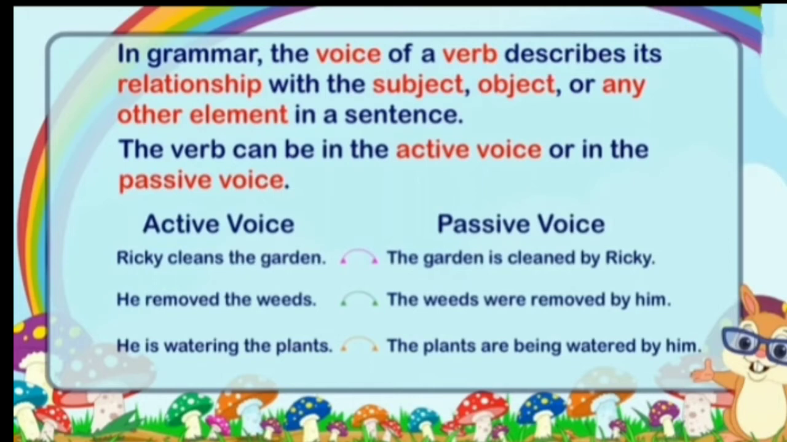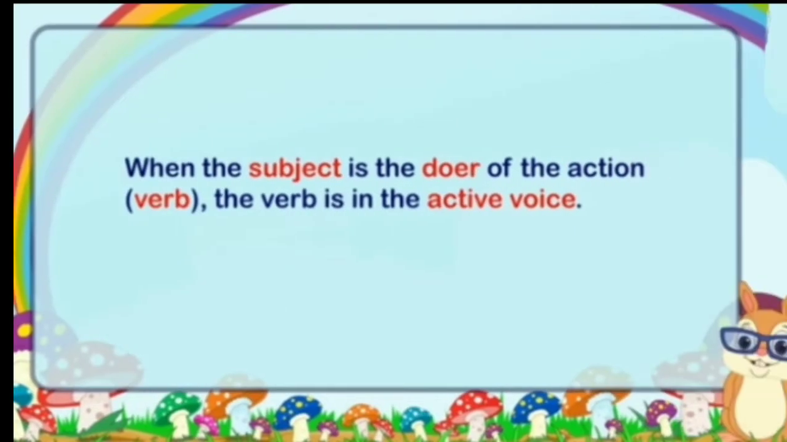First, we flip-flop the subject with the object and the object with the subject. We have made certain changes in the tenses and use of helping verb, and we have used the preposition by in passive voice. So when the subject is the doer of the action, the verb is in the active voice. It means when we give emphasis to the doer, the doer meaning the subject, the sentence is called active voice.